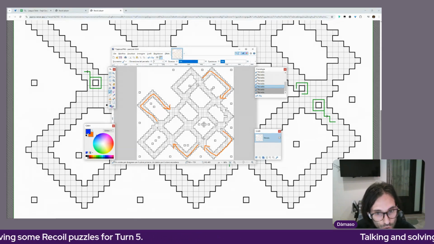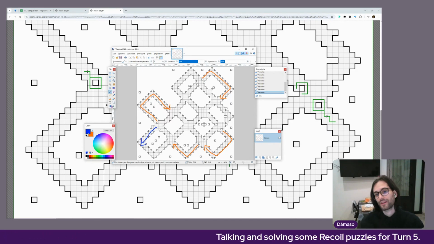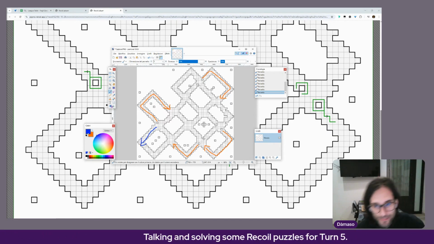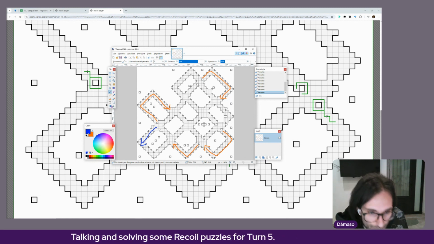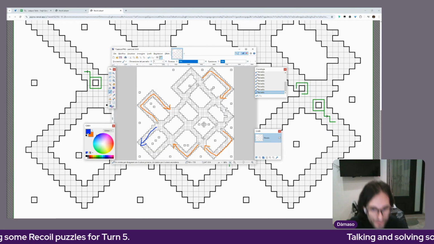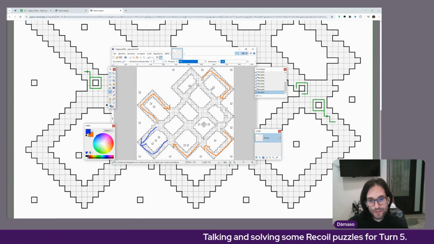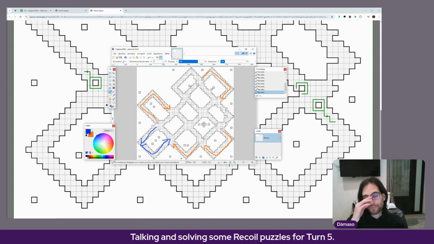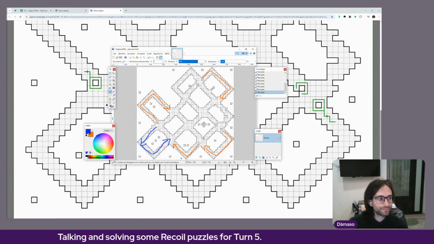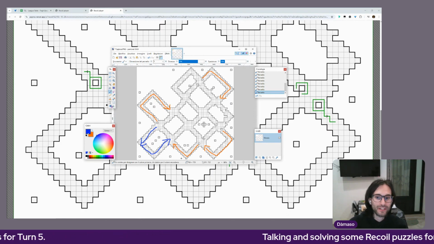And this is probably one of the hardest steps of the entire puzzle. So have a look at this, okay? And tell me, if I do this, what happens? Does someone have an idea? Any ideas?